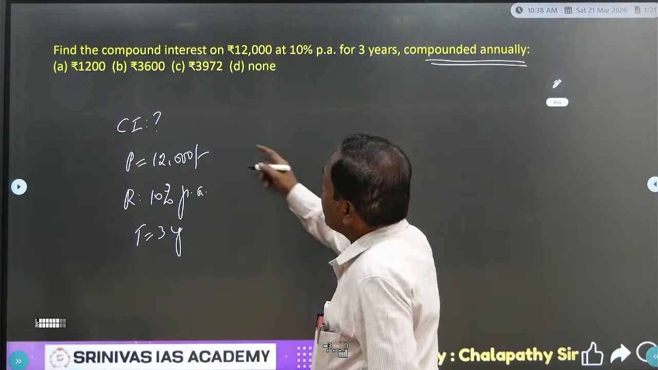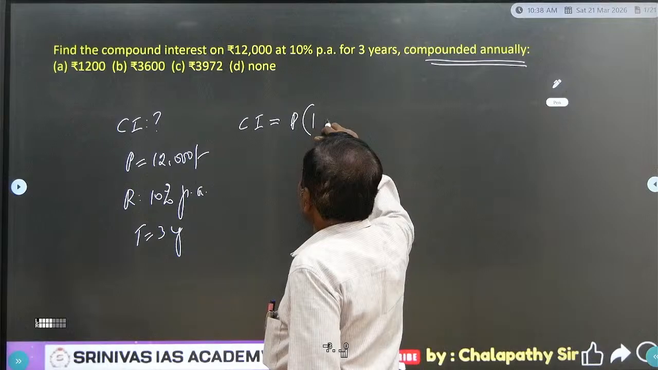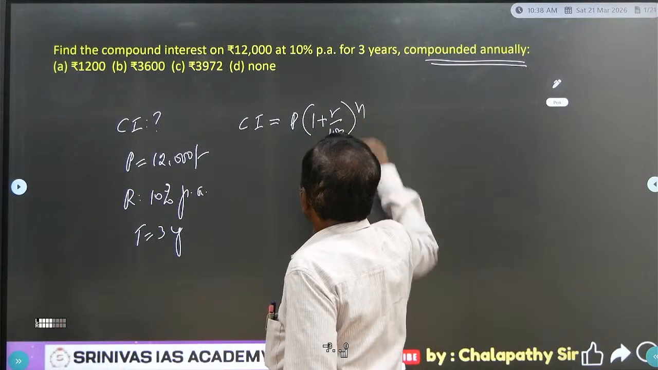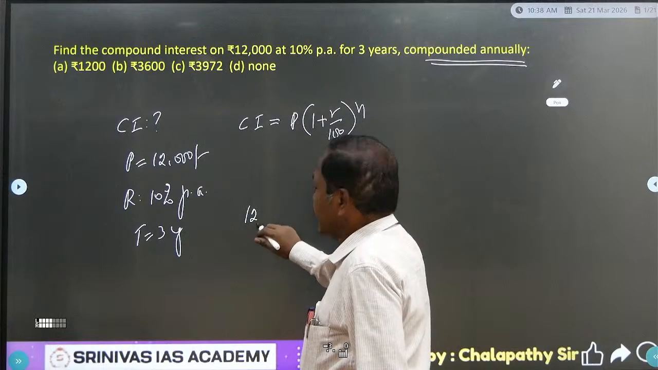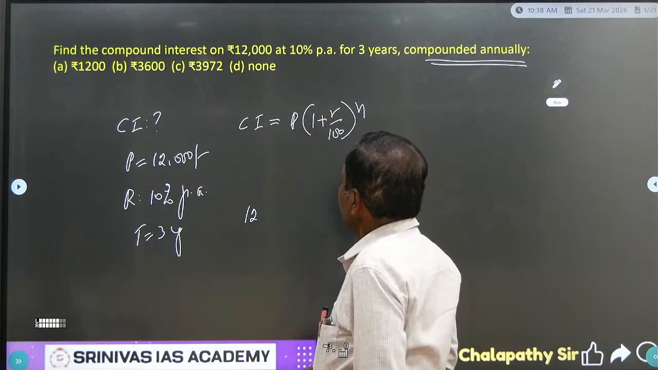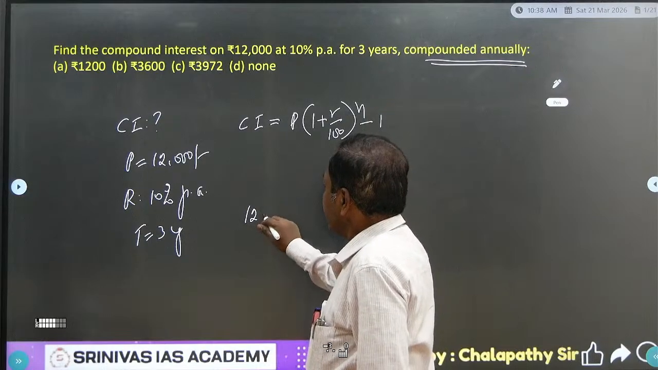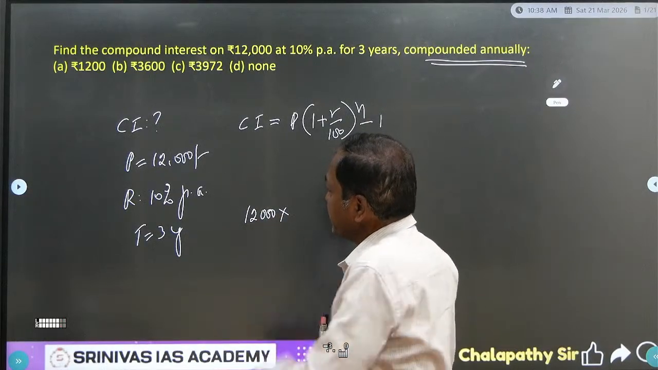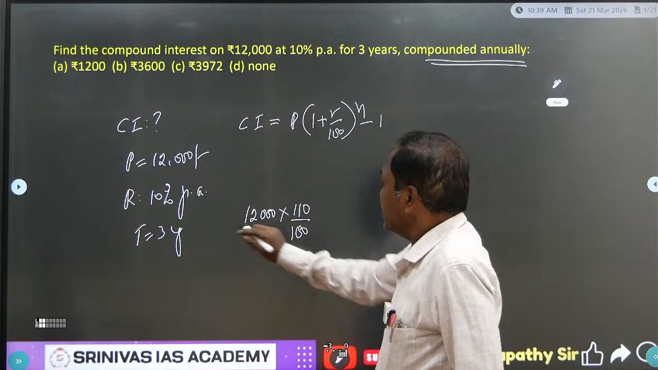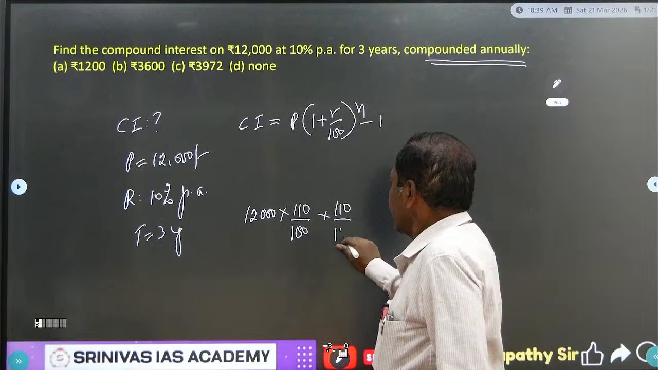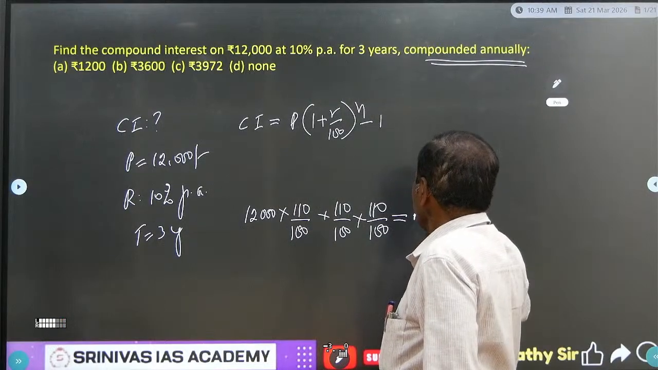Now we find the compound interest. What's the formula for compound interest? Formula is P into (1 plus R by 100) to the power of n. Straight away, without writing this formula also we can write, minus the principal. P into (1 plus R by 100) to the power of n, minus 1, or minus P we can take. Straight away we will do that. 12,000 into, what is the rate of interest? 10% per annum. First year 110%, for how many years? 3 years. Second year, and this is the third year. You get the amount.